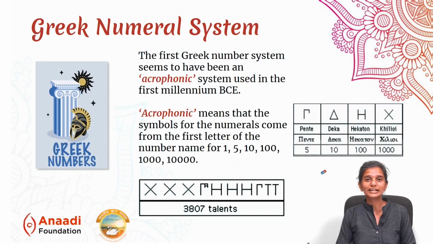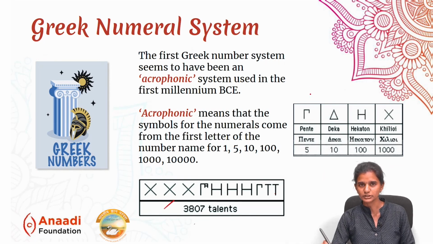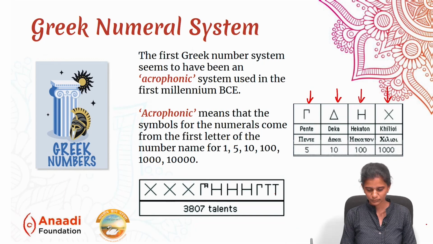Now, the Greek numeral system. The Greek system is an acrophonic system. Acrophonic means that the symbols for the numerals come from the first letter of the number name. Here are the symbols for 5, 10, 100 and 1000.